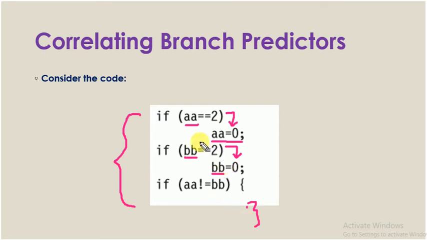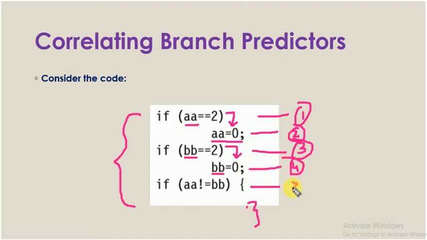Okay, so what is happening here? If A equal to 2, it will enter into the body of that particular branch. That means sequential operation. If A equal to 2, this is the first operation, then it will execute the second operation if it is true. Then it will execute the third operation if BB equal to 2. If it is true, it will execute the next operation. Then it will go for the next operation. So this is the sequential order.